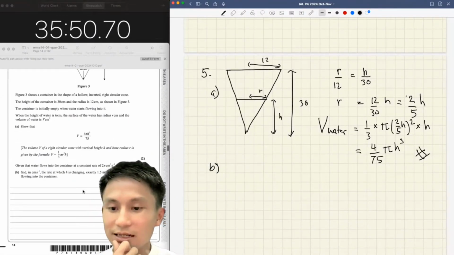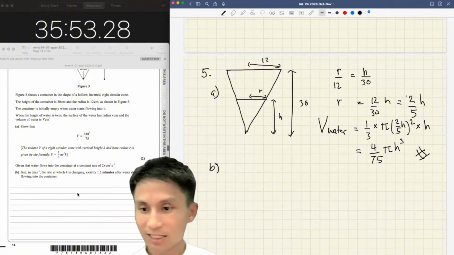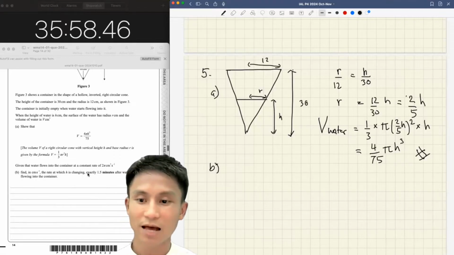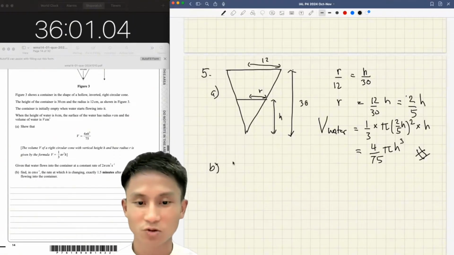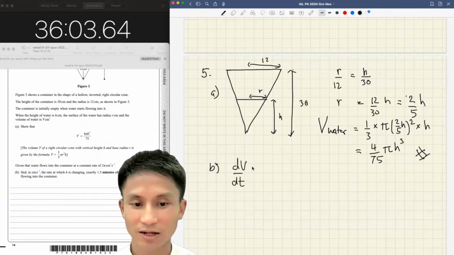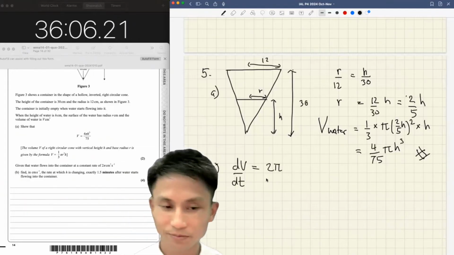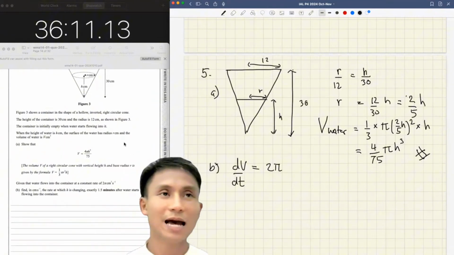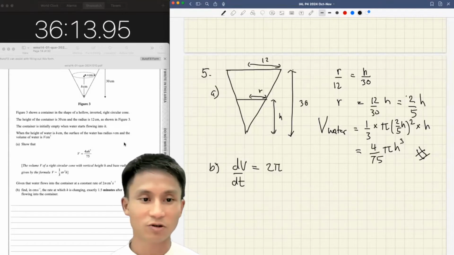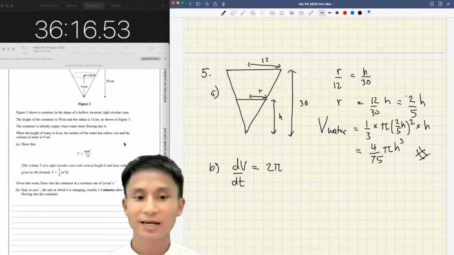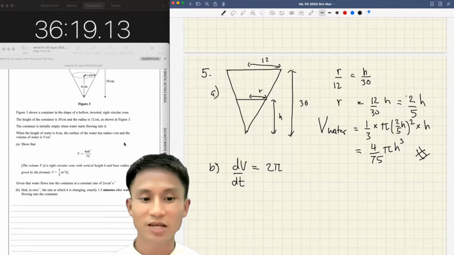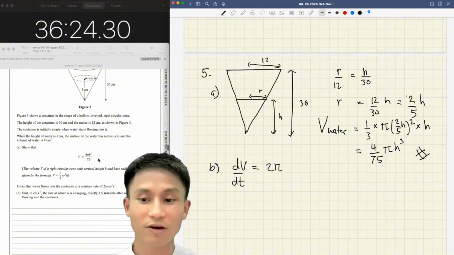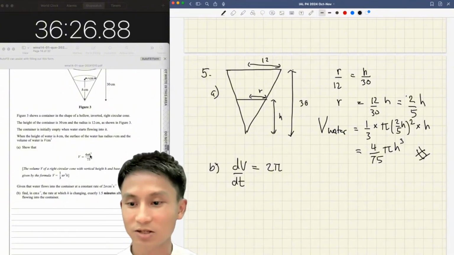B: given that water flows into the container at a constant rate of that. So this is rates of change. Water flows at the rate of that, it's like adding in water. So this is dV by dt given here, 2 pi. Now, the general technique I would suggest to my students for this question is to construct the chain rule equation first. Before doing that, we need to think about what the relevant variables are. So we have a V, an H, and a T.